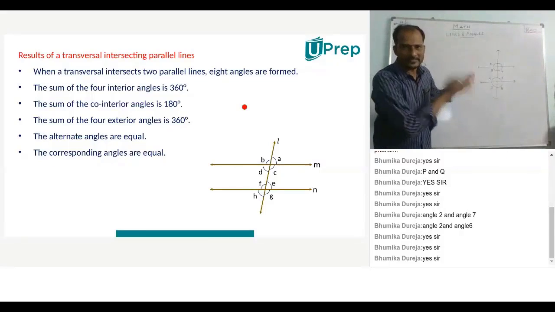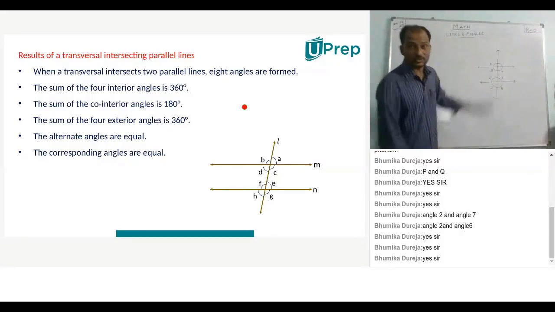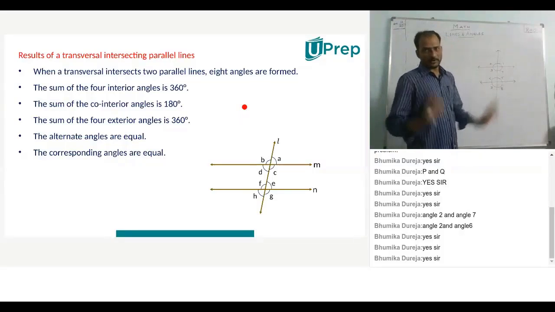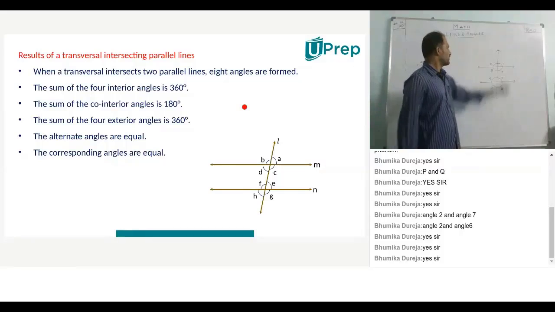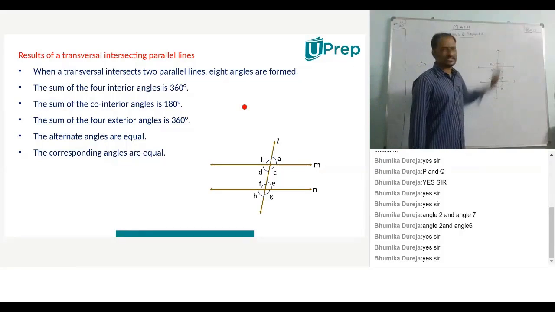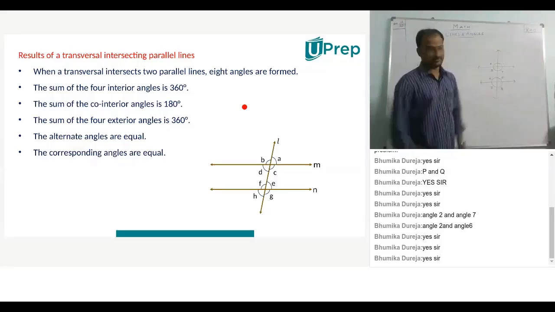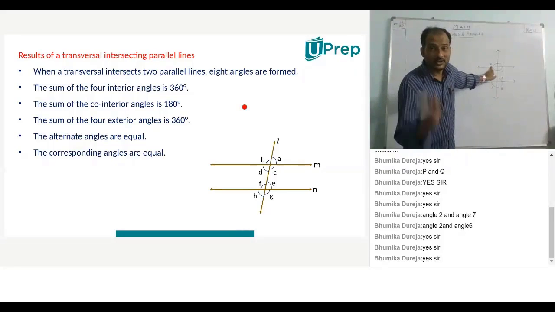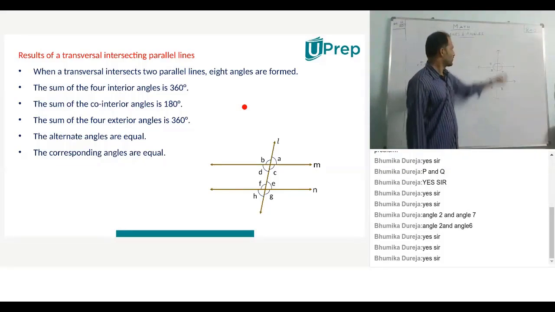Let me explain through the diagram. 1 and 2 are exterior. Yes or no? Yes. They lie on either side of the transversal. Absolutely true. But they are adjacent angles. So 1 and 2 are not alternate angles.